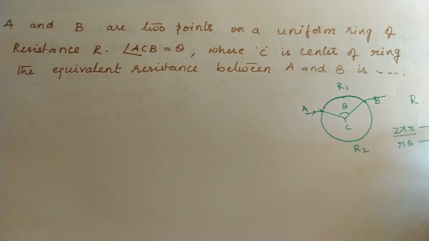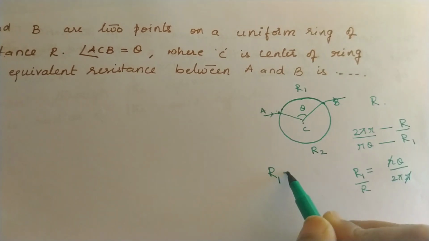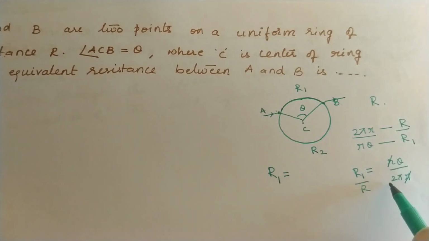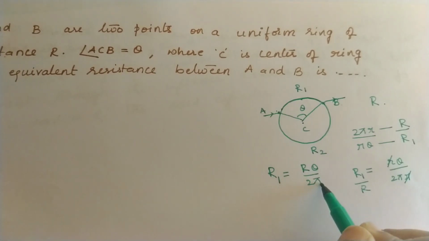Divide the two relations. What is R1 coming out to be equal to? R1 by R should be r theta by 2 pi r, and r gets cancelled. So we got the value of R1. R1 is R theta divided by 2 pi.